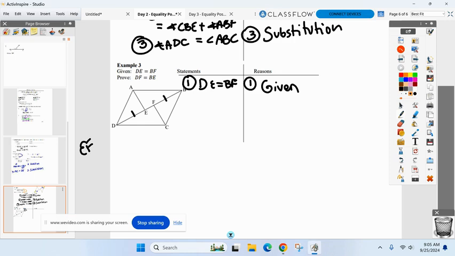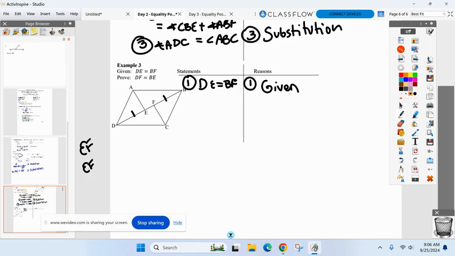Add FE? The same thing? So you guys are telling me I got to add the same thing to both of these? Yeah? I'm not saying you guys are right. We got to add EF and EF to both. What do you know about EF and EF? They're the same, and they're equal to each other.